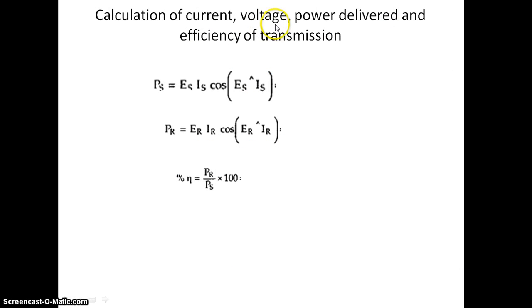Coming to the current, voltage, power and efficiency of transmission. Already we have expressions for current and voltage. Received power is given by ER, IR, cos of the angle between ER and IR. Sending power is given by ES, IS, cos of the angle between ES and IS, that is the sending end voltage and sending end current. The efficiency is given by the ratio of received power to sending power in terms of percentage.